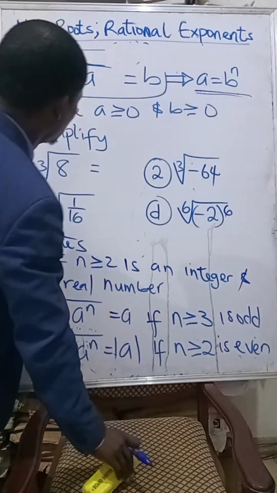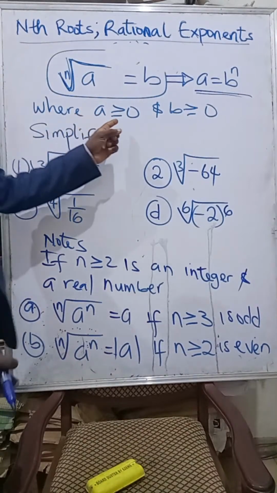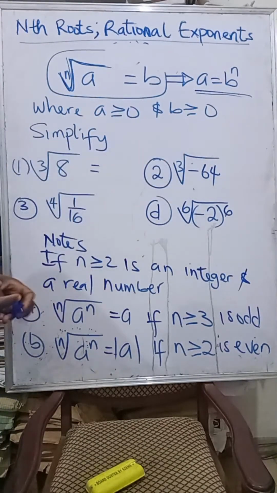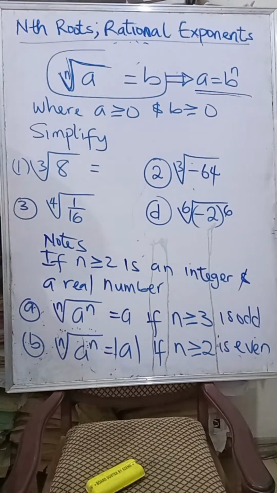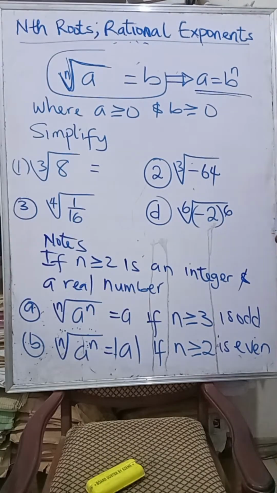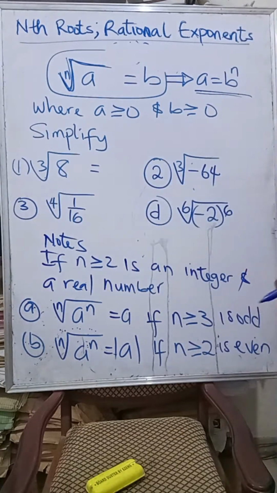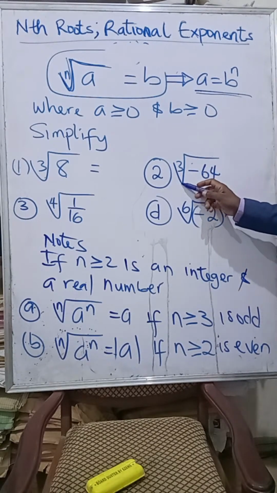That's the first one, and we must note that a is greater than or equal to 0, and b is also greater than or equal to 0. Let's see some questions. Simplify. Look at what we have here. We have the cube root of 8, that's the first one. We also have another one, the cube root of minus 64.